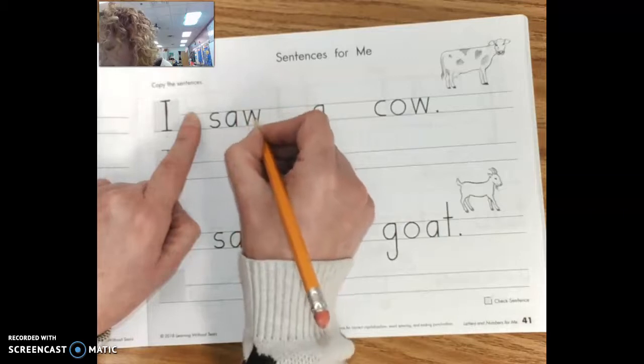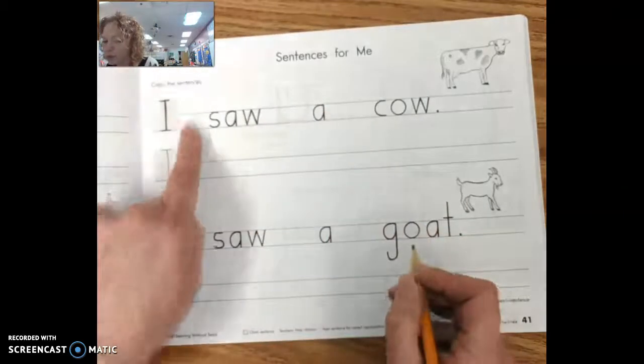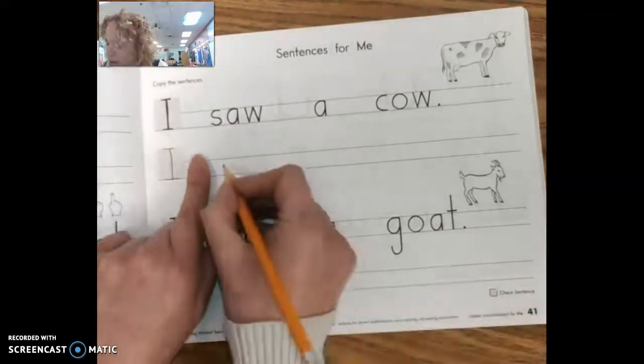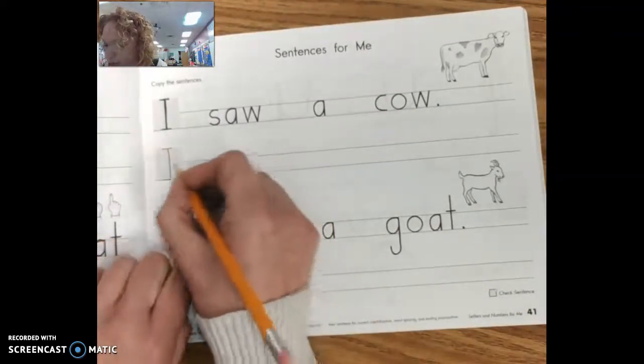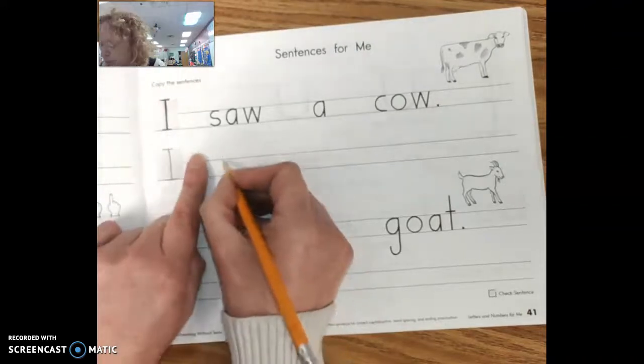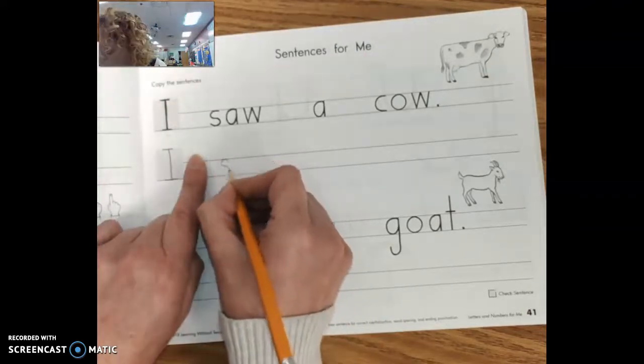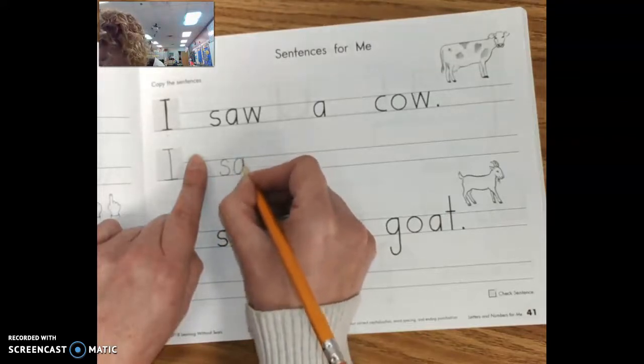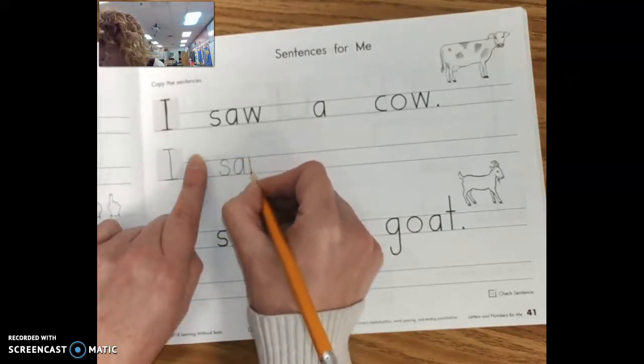Take your time. Now do you see when we write it down here, I'm going to need that finger space right here to write my word saw. I don't want it really close. I need space. Saw, S, A, take your time, W.